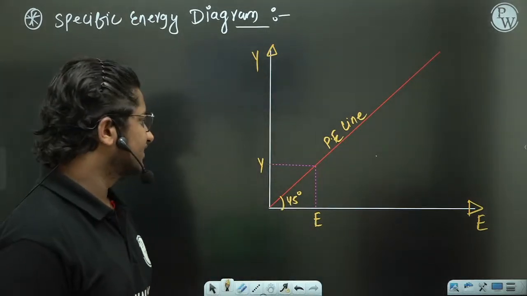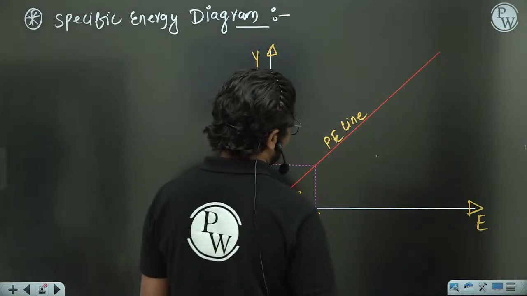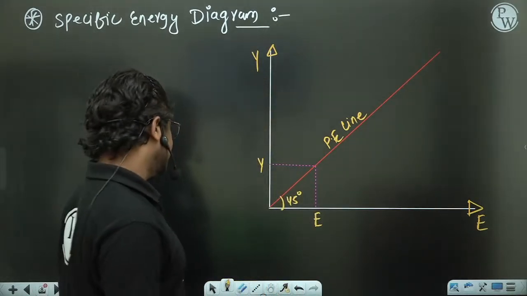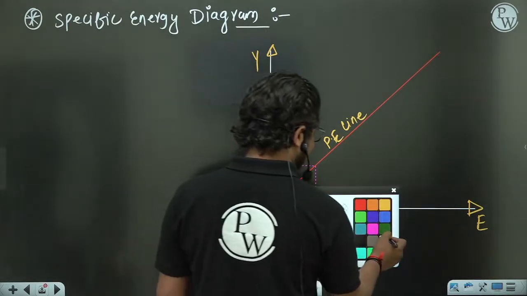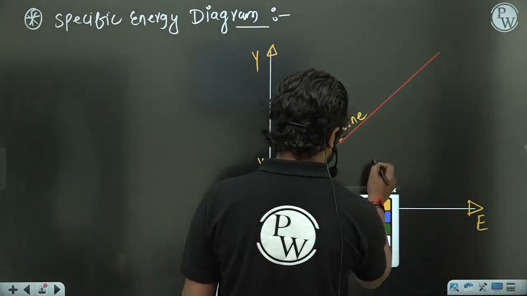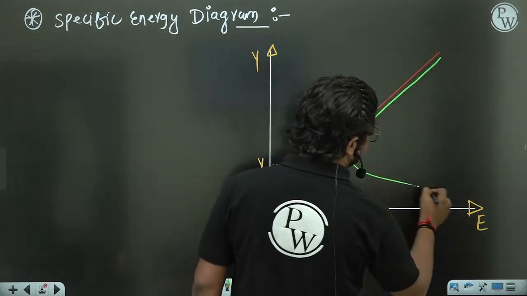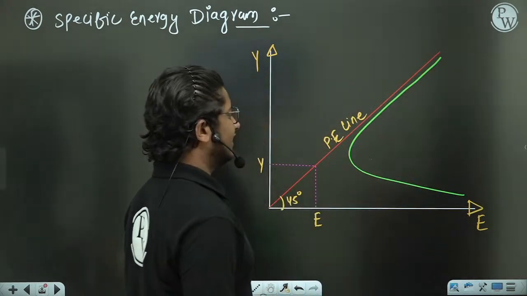I hope you have understood it. Now, if you want to draw the specific energy line, it looks like this.